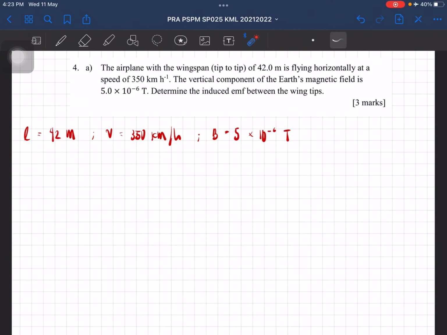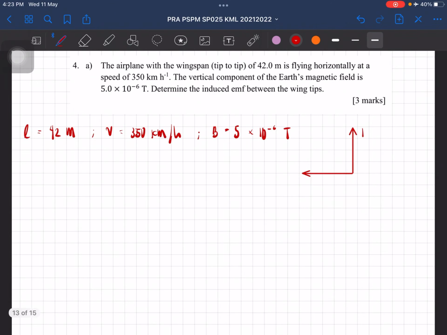Okay, so this statement here and here is telling us the direction of velocity and magnetic flux density, magnetic field. So this is B, this is V. Okay, so we have to determine the induced EMF between the wing tips.